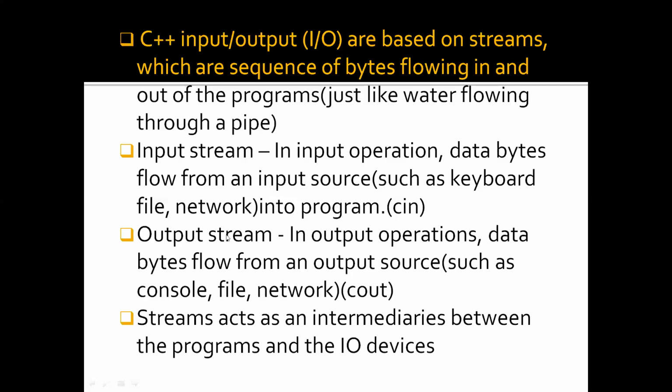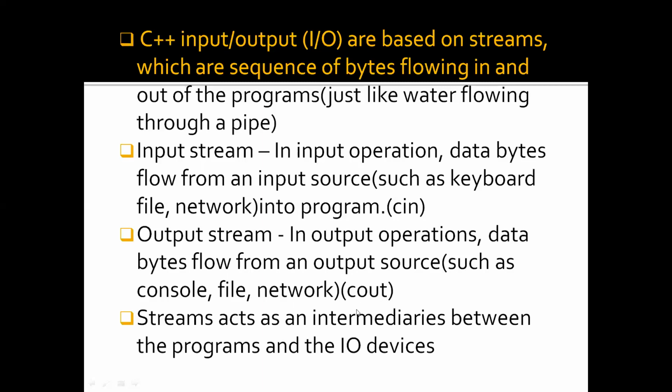The next one is the output stream. In an output operation, data bytes flow to an output destination. So input sources are the keyboard, file, and network. Output destinations are the console, file, and network. These are the things which help to get the output. That is nothing but cout, which writes statements to display.